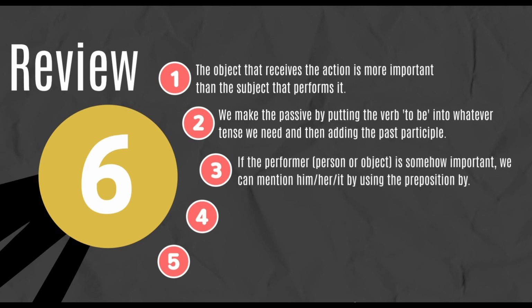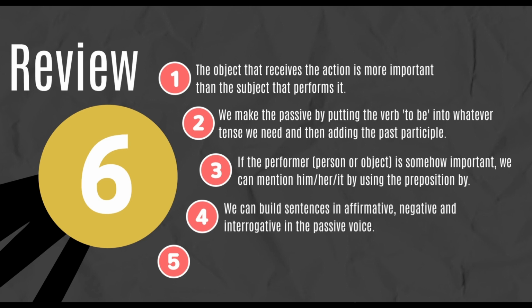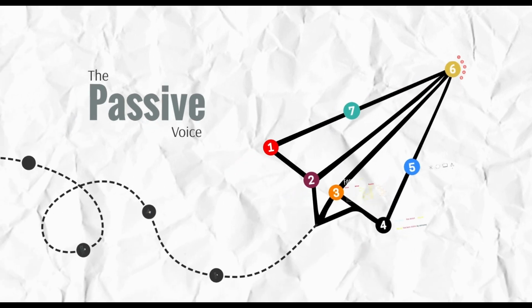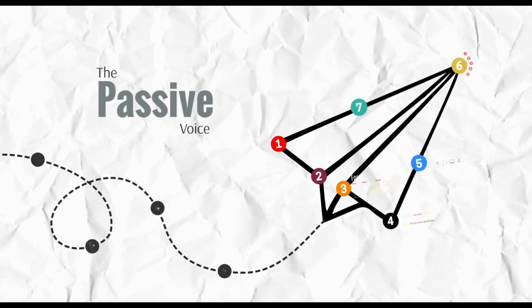If the performer of the action is important and must be mentioned, we can do so by using the preposition by. The passive voice can be used in affirmative, negative, and interrogative sentences. We can transform a passive voice sentence into an active one and vice versa. It only depends on who or what you think is more important and therefore should be the subject of the sentence. Don't get the wrong idea that the passive voice is a hard issue. It is easier than it seems.